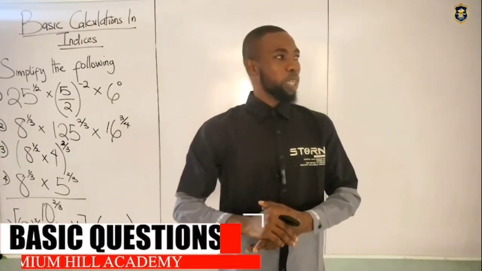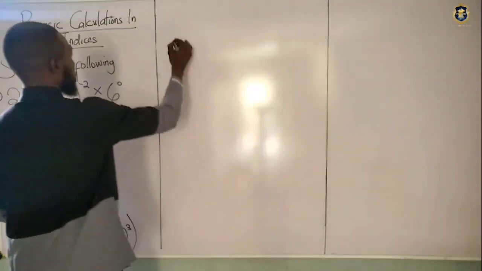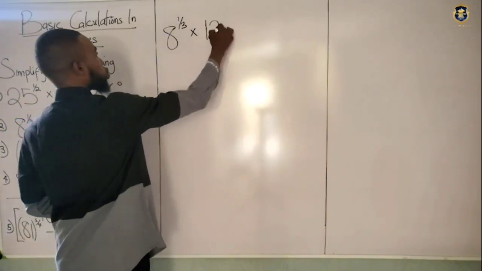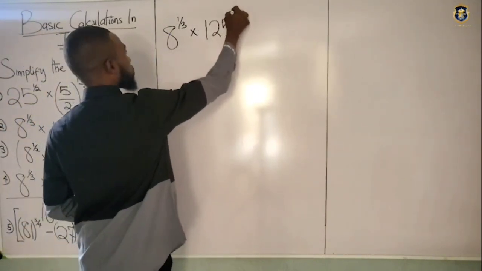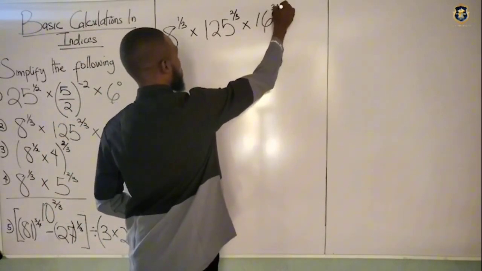Welcome guys. Let's look at question number 2 in solving indices problem. Question 2 says 8 raised to the power of 1 over 3 times 125 raised to the power of 2 over 3 times 16 raised to the power of 3 over 4.